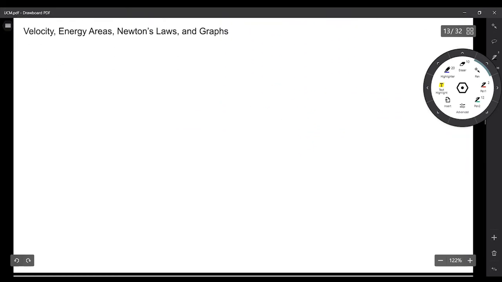I did already talk about velocity and energy areas. So now we're going to look at Newton's laws. And I did talk about graphs. However, we still have one more graph to talk about. Newton's law of universal gravitation. Because, you know, Newton loves making laws. Fg, which we all know on Earth, is our 9.81 meters per second squared. Or some people say 10 meters per second squared.